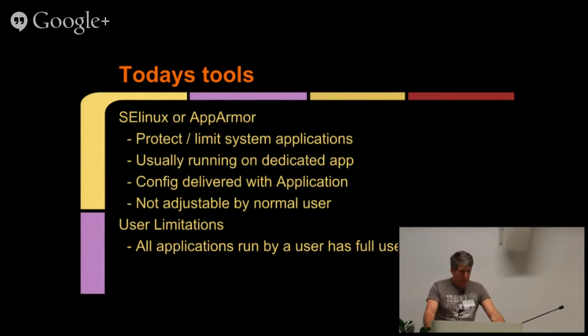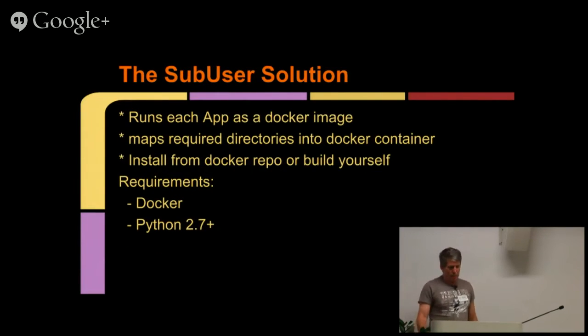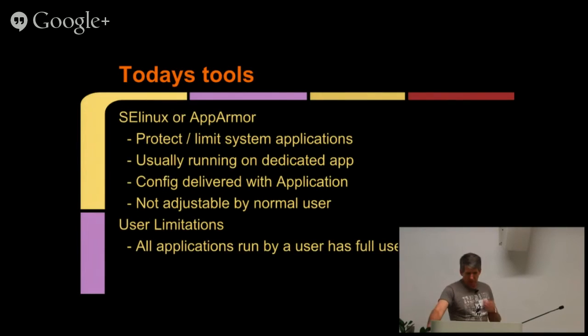The other tool that people generally use to protect against these sorts of things is user limitations. If you're logged in as user A, you can't touch stuff belonging to user B. But these don't usually help when you're trying to do your day-to-day tasks. None of those tools are going to protect your documents if your Firefox gets hacked and someone starts overwriting your documents directory.